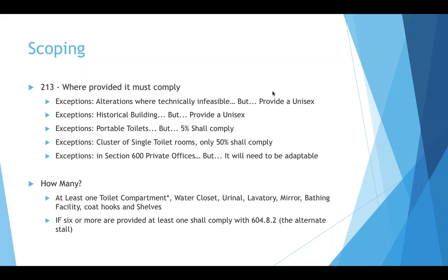So we come down to how many? At least one toilet compartment, water closet, urinal, lavatory, mirror, cook shelves, at least one.